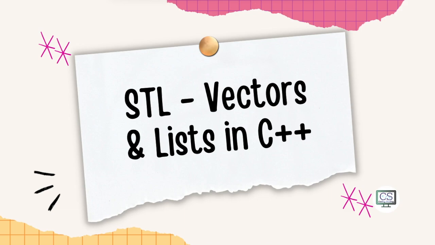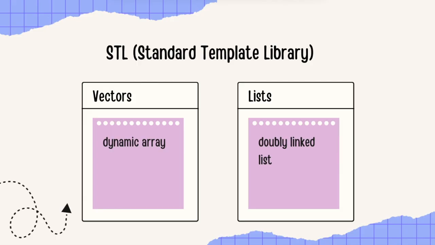In the last episode, we learned about exception handling. Today, we'll explore STL in C++, starting with vectors and lists, powerful containers that make working with collections of data much easier. Now, what is STL?